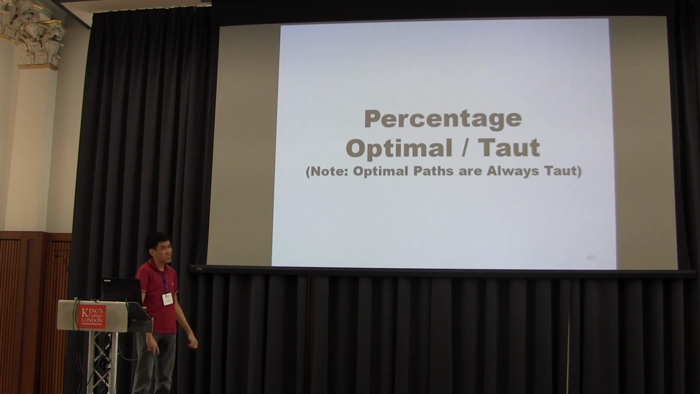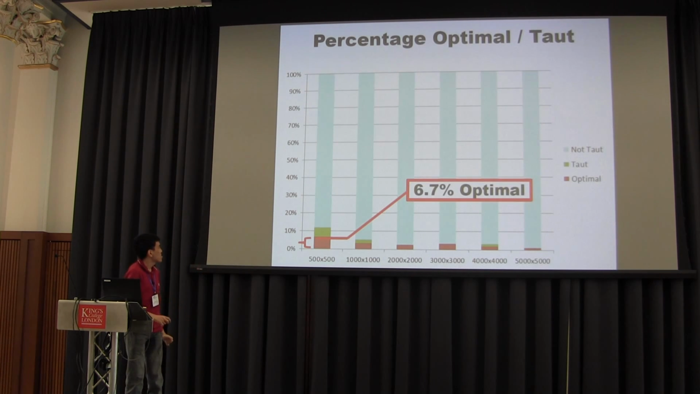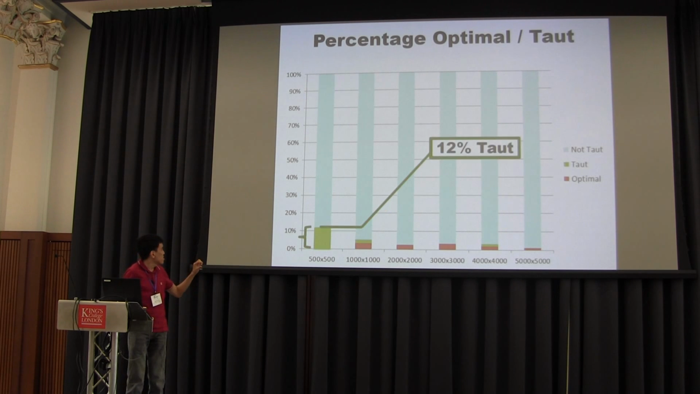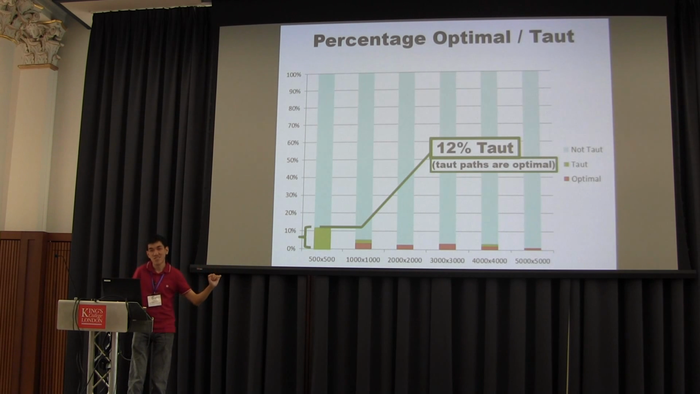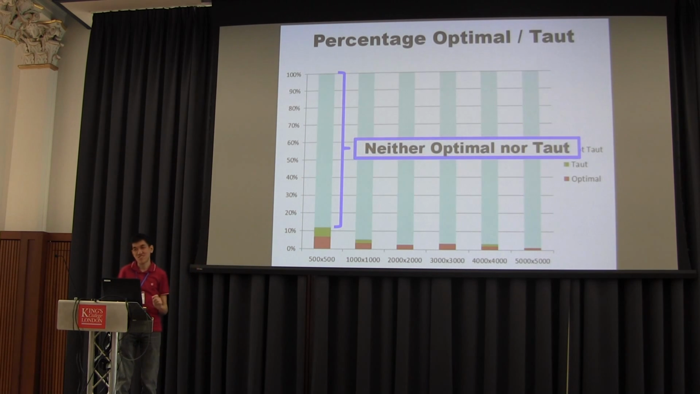Another advantage is we have more taut paths. Taut paths mean more convincing paths. This is the original Theta Star. I'll explain this in a bit. This big part over here is the percentage of optimal paths, 6.7%. This is the percentage of taut paths. You should know that all optimal paths are taut. So, optimal paths are taut. 12% taut, and the rest are neither optimal nor taut.